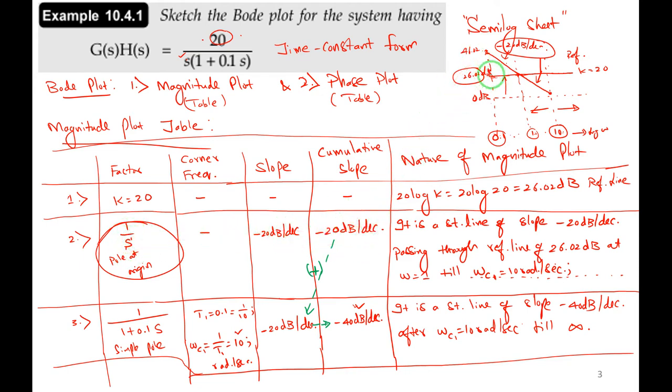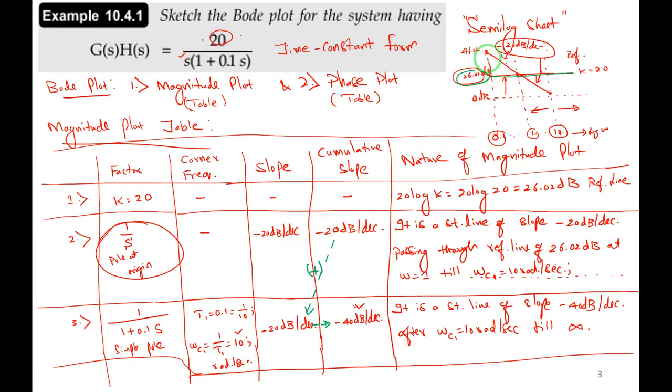I have shown you roughly, 0 dB was the reference line, and due to this factor K, it has shifted. This reference line has shifted here, right? 26 dB, right? 26.02, just round it to 26, no problem. 0.02 I cannot mark it. So 26. Next, the initial slope is minus 20 dB per decade.